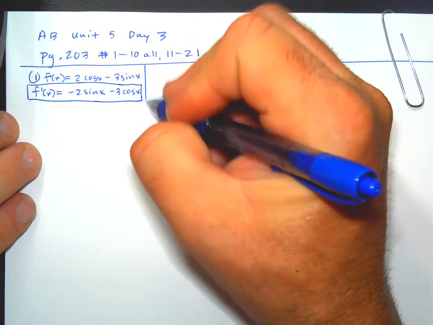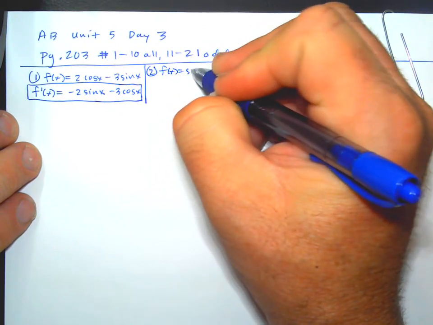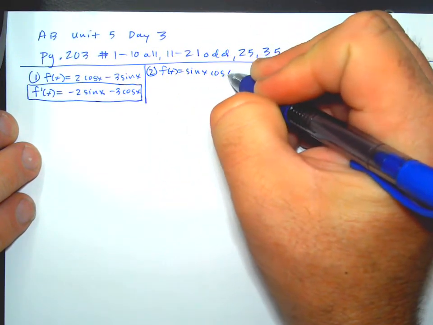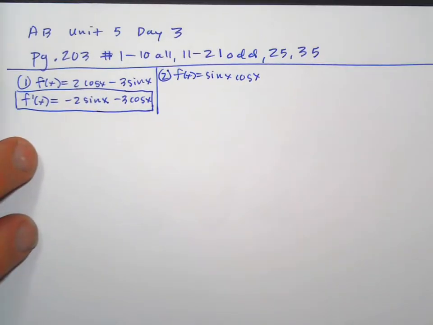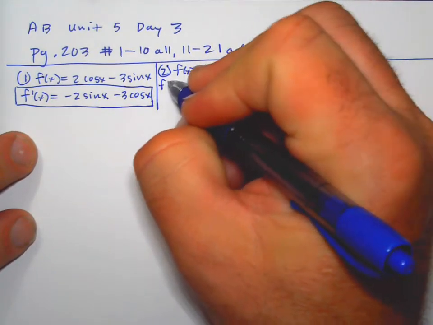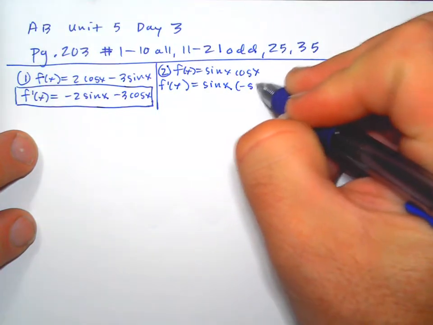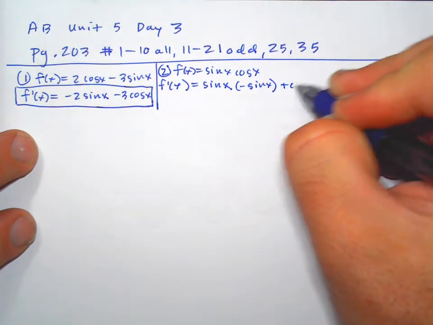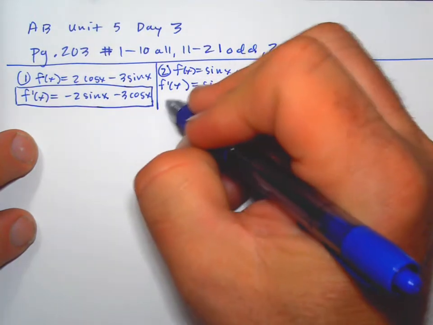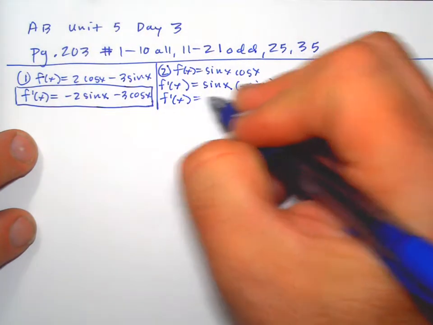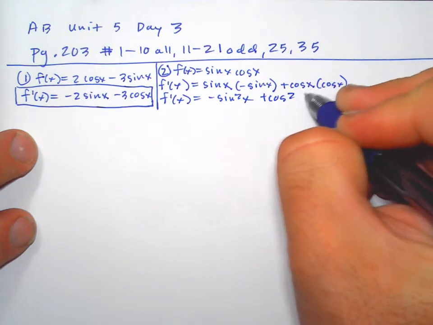Let's see. Number 2, f of x equals sine x cosine x. So you got to do product rule. F prime of x equals sine times derivative of cosine, which is negative sine, plus cosine times derivative of sine is cosine. So this is going to be f prime of x equals negative sine squared x plus cosine squared x. And that's it.